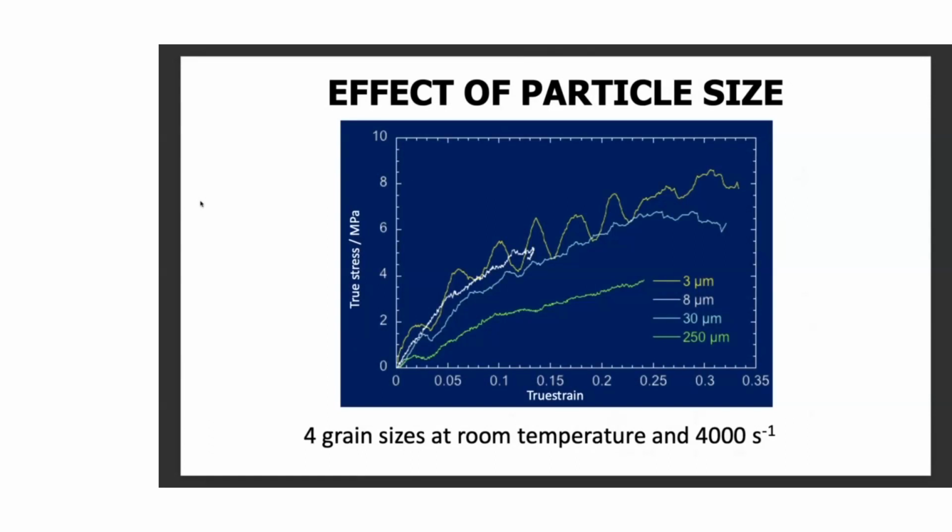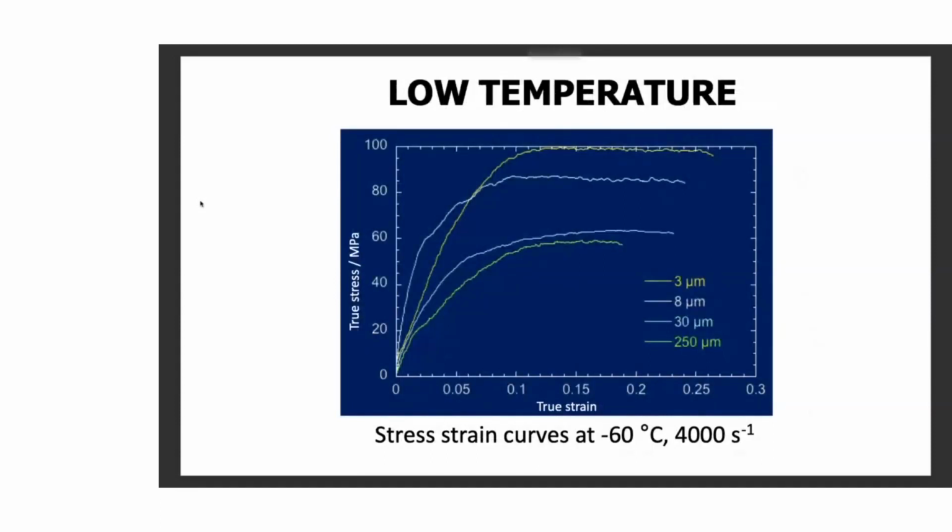However, if you go to low temperature, here we see that there is a definitive division in the material response over the particle size. So the polymer and the composition is the same, the fill is the same. However, the particle size here is having a definitive difference. So these are the stress strain curves at -60 at 4,000 per second. Fairly clear that there's something different going on.